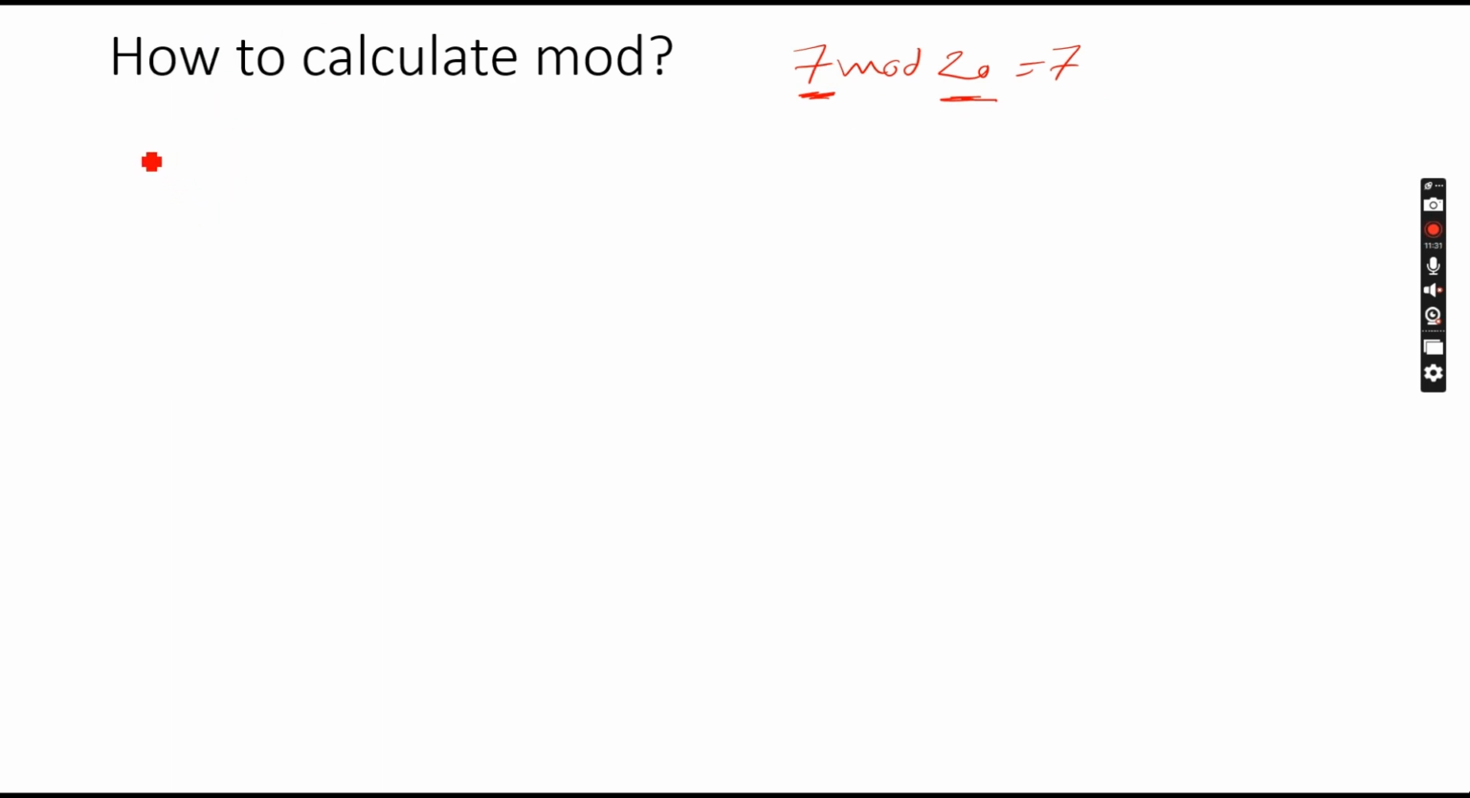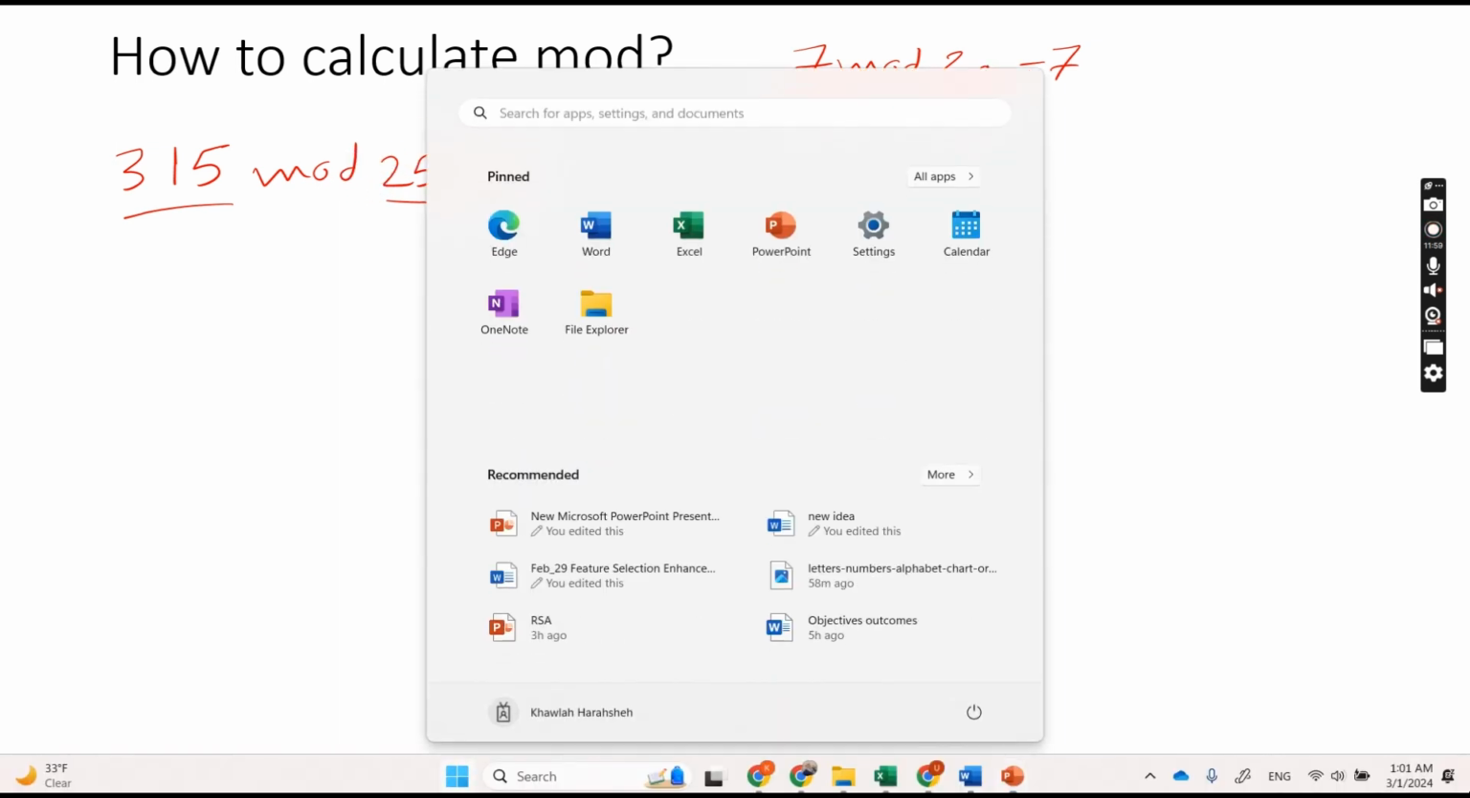Now, how can I calculate mod? For example, if I have 315 mod, let's say 25. Now, 315 is not less than 25, so we should calculate this one. There are different ways to calculate mod. It's hard, again, it's hard, but I found a good way, so I wanted to show you how to calculate mod. So you should open the calculator.